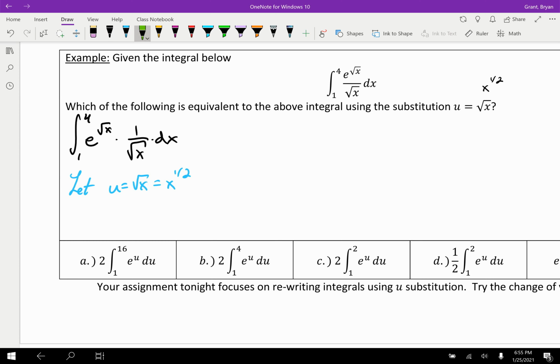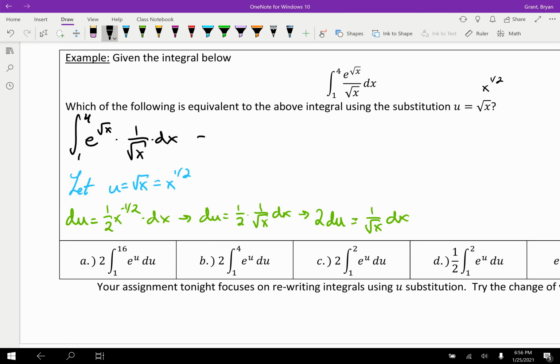At the same time, we're also going to find our differential, and our differential is going to be 1/2 x to the negative 1/2, the derivative of our function, with x times dx at the end. I am going to quickly rewrite this as 1 over 2 times 1 over the square root of x dx, and you might now notice that these two pieces match. There is an extra 1/2, but of course we could multiply both sides by 2 to get 2du equals 1 over square root of x dx.